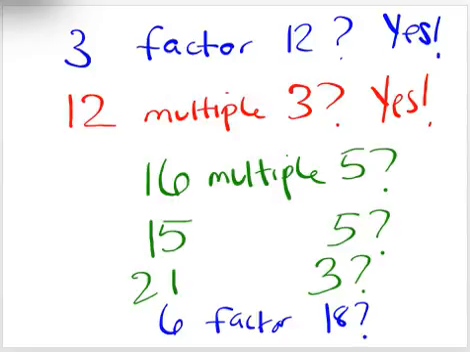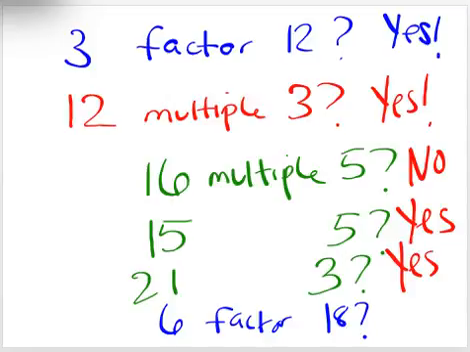So, is 16 a multiple of 5? You should have said no, because I cannot count by 5s and land on 16 on my hundreds chart. Is 15 a multiple of 5? Yes, because 15 can be divided by 5. I can count by 5s and land on 15. Is 21 a multiple of 3? Absolutely. It's the 7th multiple of 3, actually. And is 6 a factor of 18? Yes, because I will land on 18 one day if I count by 6s.